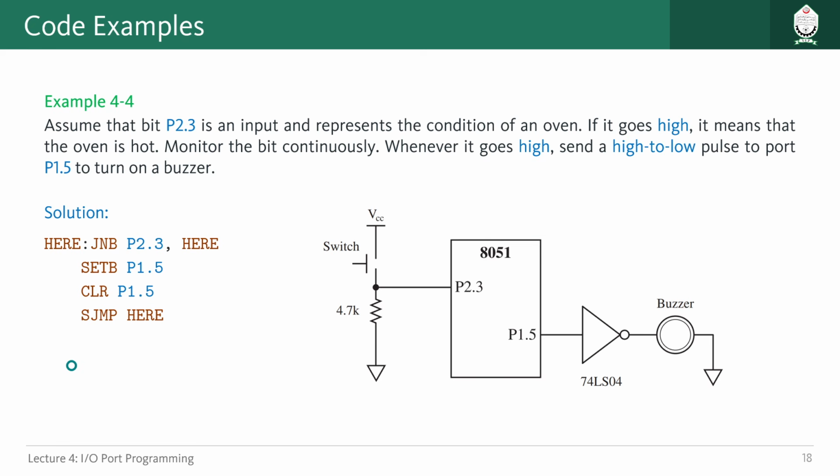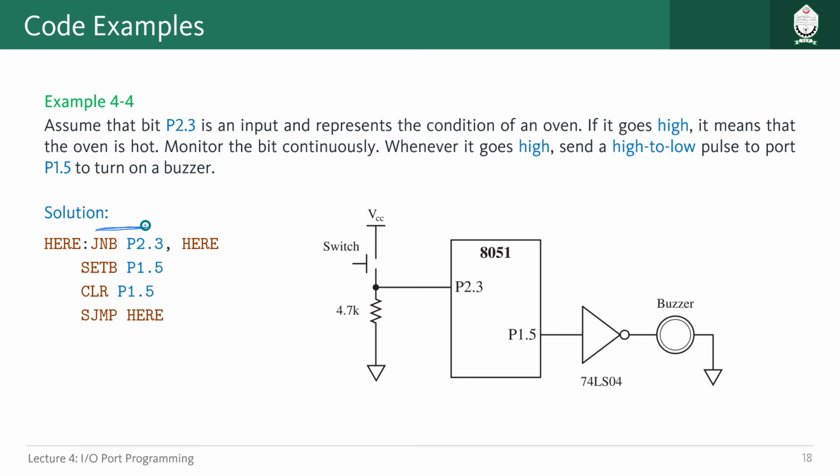Then next example here. In this example, they are saying that we have pin 2.3 as an input and it represents the condition of an oven. If it goes high, it means that the oven is hot. So we have to monitor and look for the moment whenever this pin becomes high. First of all, we have to configure that to input. Monitor the bit continuously. Whenever it goes high, send a high to low pulse to port 1.5 to turn on a buzzer, right? Even though it's not written here, we have to write it here.